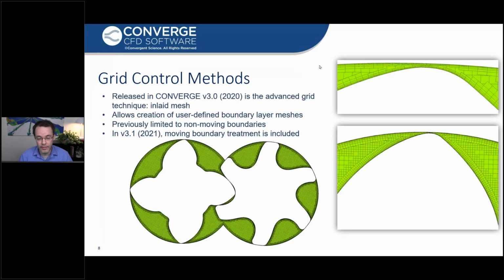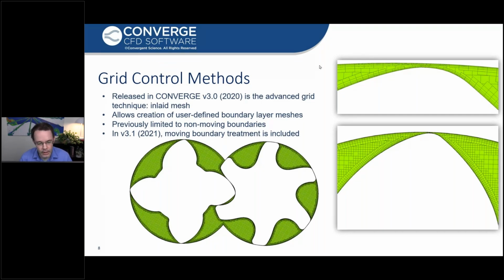The fifth grid control method, which is advanced from the original three that I presented, is the inlaid mesh, or a boundary layer mesh, which can be defined on any particular boundary. This allows the user to get a high resolution along the boundary surface to resolve the wall flow without needing to preserve the aspect ratio on the Cartesian grid.